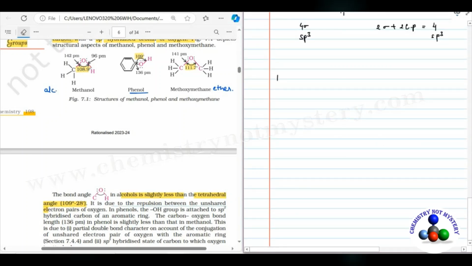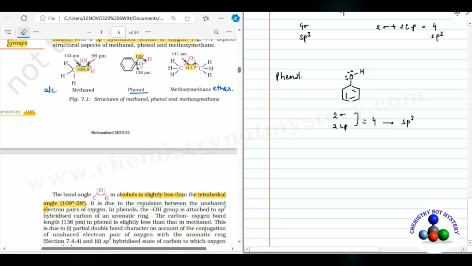Now come to the phenol. In phenol, there is benzene ring, and here it is bonded to oxygen, and this oxygen is bonded to hydrogen. And this oxygen also has two lone pairs. So when you see, this oxygen has made 2 sigma bonds and there are 2 lone pairs. So the sum is 4, and for 4 the hybridization is sp3.